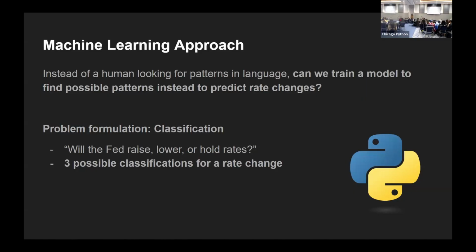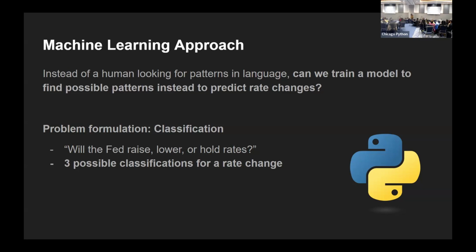And so formulating the solution is, okay, well, instead of having an analyst or a person look at these statements and think about what they mean, can we train a model to extract patterns from the way that the committee writes their statements and look at the way that they made their choices in the past? Can we use that to analyze decisions going forward when the statements are published? Because there's a delay between when the statements are published and when they make a decision on the rate change.